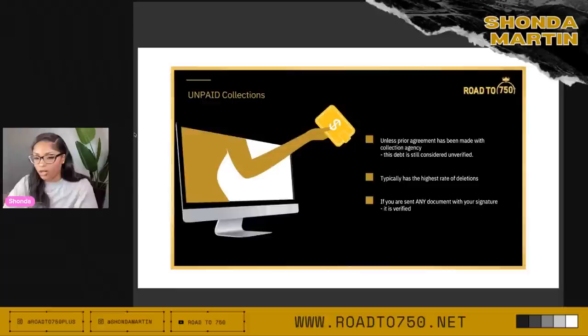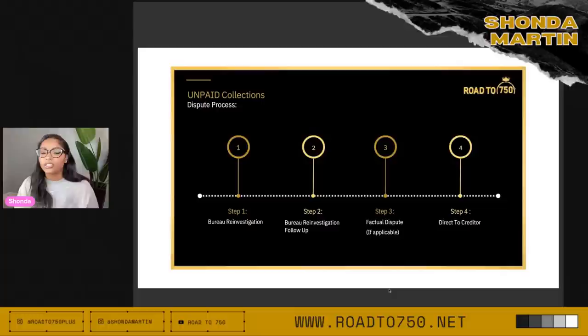So the last point was, if you are sent any documents with your signature, it is verified. As we went over when we talked about what makes a collection account considered verified, if you have received any signatures, that is considered verified. So that's one of those things where it's like, yep, they got you. You just got to accept the L and move on. All right, so what are the steps? What is the dispute process for unpaid collections? How do I, and do I recommend everyone, dispute them?